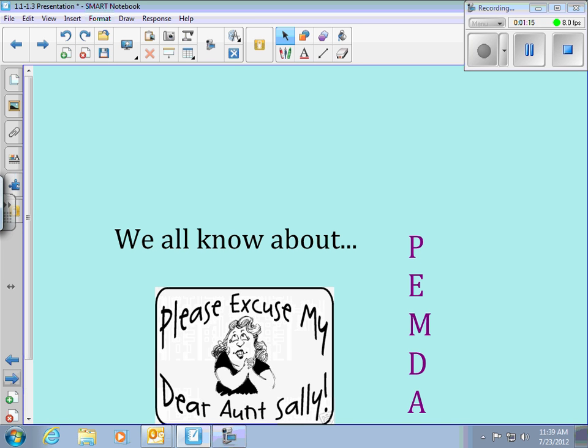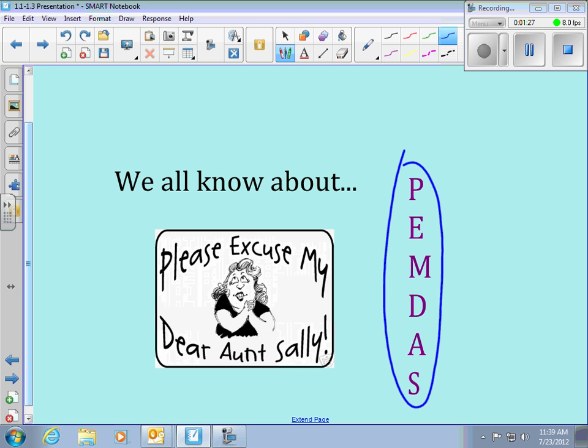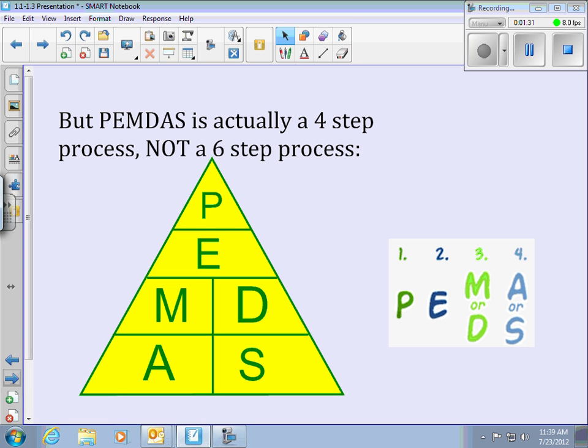You've heard about the expression, please excuse my dear Aunt Sally, for PEMDAS. This is what we use for PEMDAS right here, order of operations. We're going to look at it a little bit differently. We're going to use the pyramid because it's really not 6 steps, it's 4 steps. The first one is parentheses or grouping symbols. I'll just put grouping symbols here. E is for exponents.